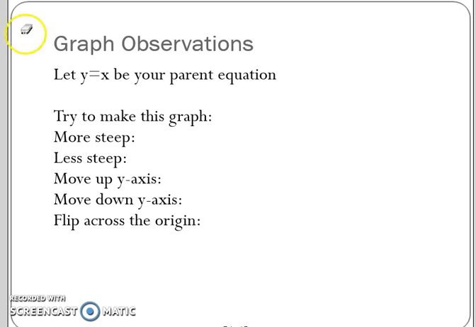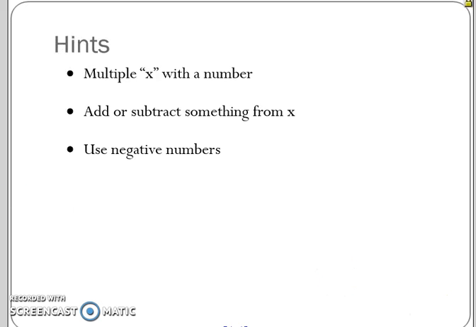We're going to use that as a parent equation and make this graph more steep, less steep, move up on the Y, move down on the Y, and flip across the origin. Hints: multiply X with a number, add or subtract something from X, use negative numbers.